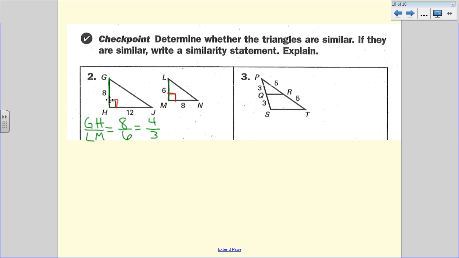I'm now going to take the longer side, which is HJ, and MN. That's 12 for 8. Now each of those can be divided by 4, and 12 divided by 4 is 3. 8 divided by 4 is 2. These are not equal sides, so we simply say no, they are not similar.